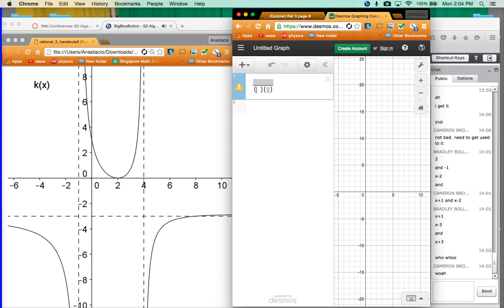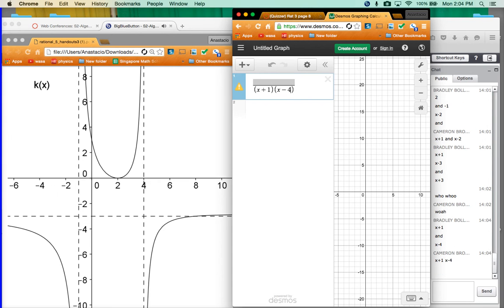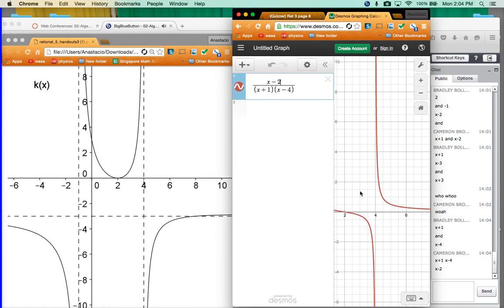The denominator comes from the vertical asymptotes. All right, I'm going to have an x plus 1, I agree, and an x minus 4. Okay, good. What goes in the numerator? X minus 2. Okay, that's what I got. That does not look like what I wanted it to look like. Right?